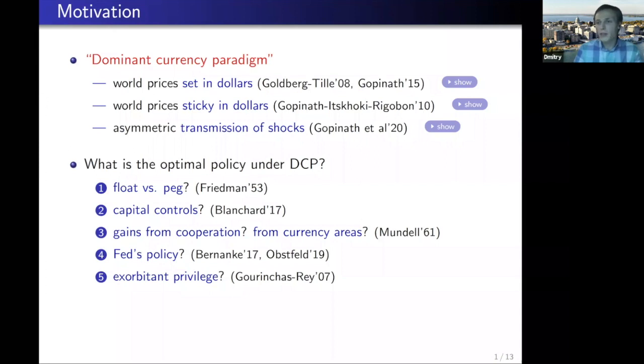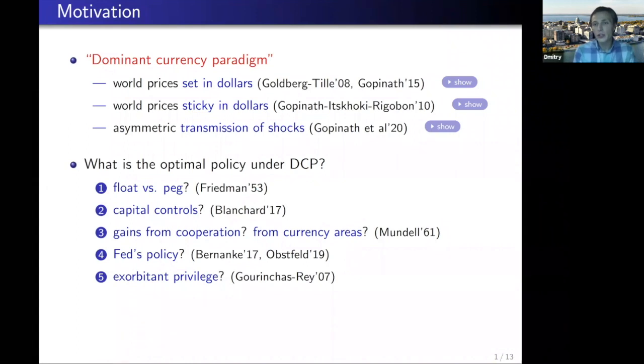For example, Ben Bernanke argued that these spillovers are probably small and negligible, and probably the US should just ignore them, while, for example, Maury Obstfeld in his talks often mentions that these spillovers are an important concern for US monetary policy. And the ultimate goal, the final step, is to see what are the effects on the welfare. So in particular, we know that the US enjoys an exorbitant privilege, as has been documented by Gourinchas and Rey.